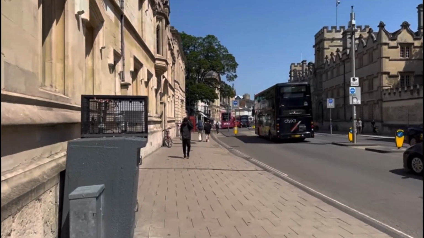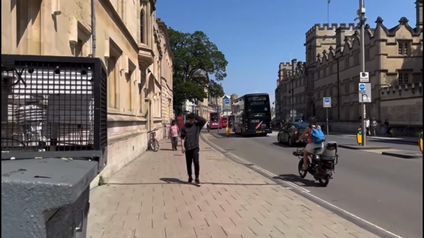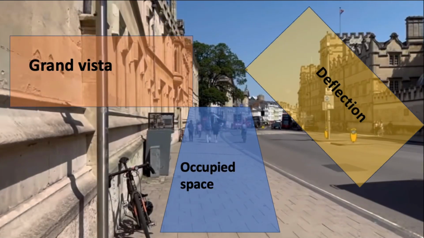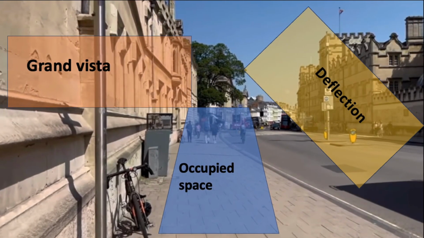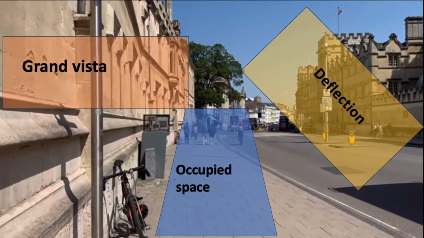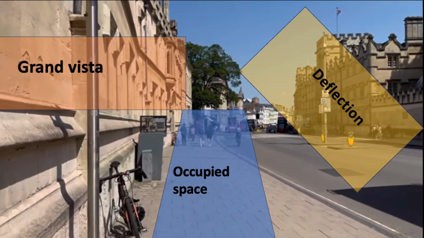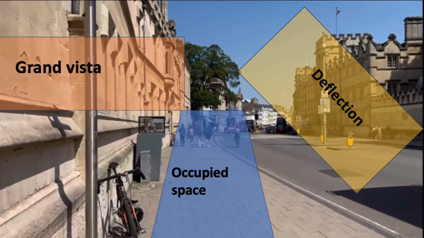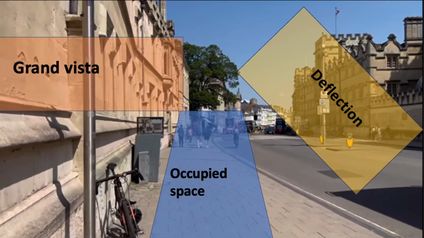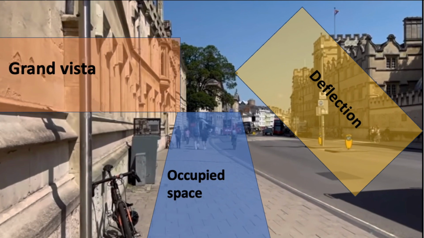The enclosure is created by the buildings lining the street, defining the boundaries of the space and giving a sense of structure and containment. It helps create a cohesive urban environment. The focal point of the picture could be the area where there is a concentration of people or a visually striking element that draws the eye. Here we can see that this is an occupied space, meaning it is free for the public to use. We can also see deflection and a grand vista.